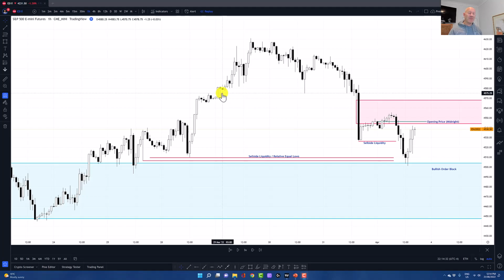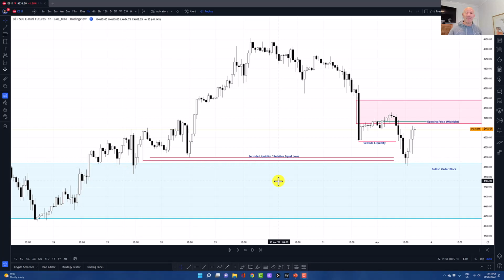So the thing that immediately jumps out on the chart is this sell side liquidity, relative equal lows we have down here. Now obviously these lows aren't exactly the same, and that's why they're called relative equal lows. So we know that there's going to be liquidity residing below these levels, and we also have this bullish order block from our daily charts.